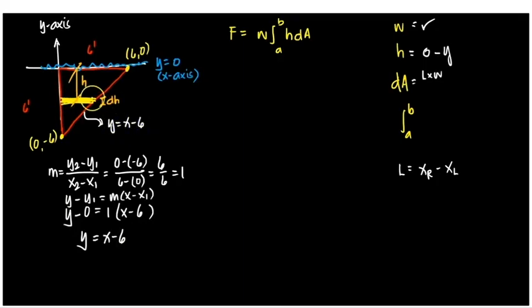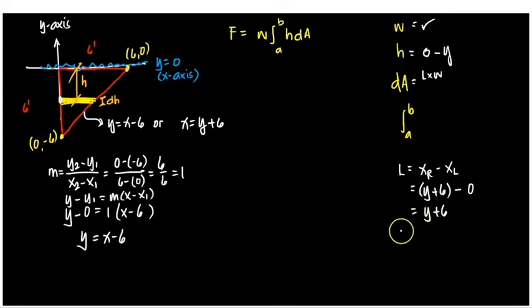However, when we look at the length of that element, the yellow, the right side of it touches that line, which has an equation of y equals x minus 6. But what we need is the x. So let's isolate the x. X would actually be y plus 6. Therefore, we write here y plus 6 minus, what's the left side? The left side ends here. X equals 0 because that's the y-axis. Therefore, L would just be y plus 6.